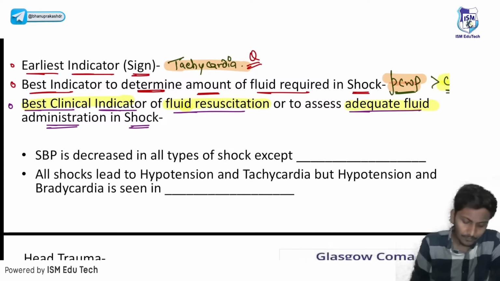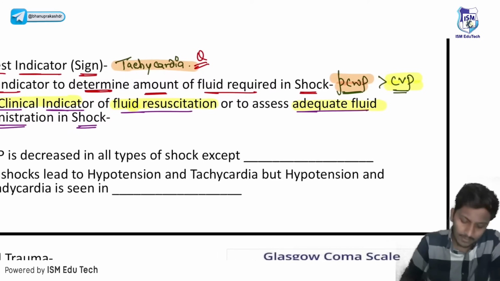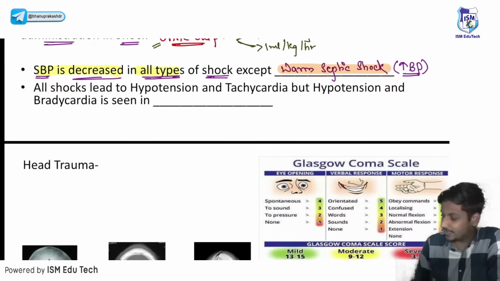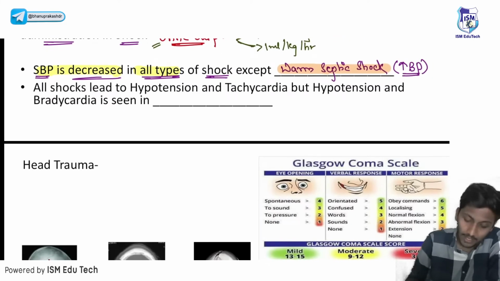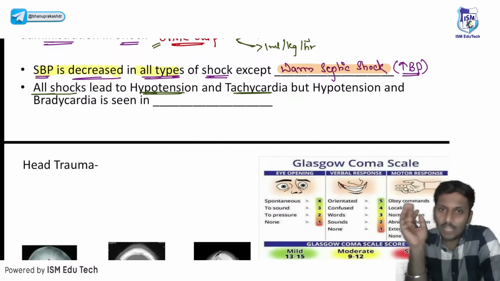Monitoring urine output is a key clinical indicator for assessing fluid adequacy in patients. This metric can help determine the sufficiency of administered fluids. All forms of shock typically result in hypotension and tachycardia. However, neurogenic shock is characterized by hypotension and bradycardia, a condition stemming from spinal cord damage.